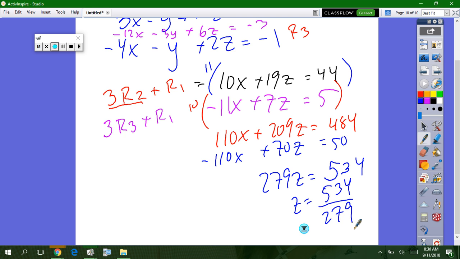Then what would you guys do here? I'm not going to keep going on this one because I don't want you guys to think this sucks. I'm going to make sure you understand a nice, easy one. But what would you do here? Just let's talk about it. You take him and do what? Plug it in for z, and then you're going to solve for what? X. And then now you're going to have x and z. Then you're going to come up here and plug it in for x and z and solve for y.